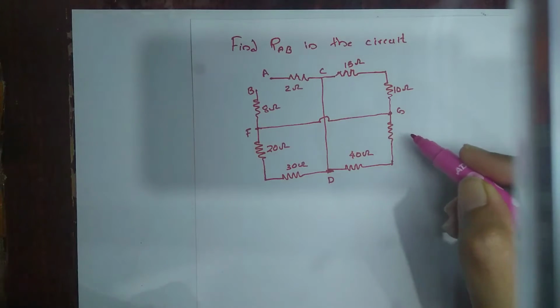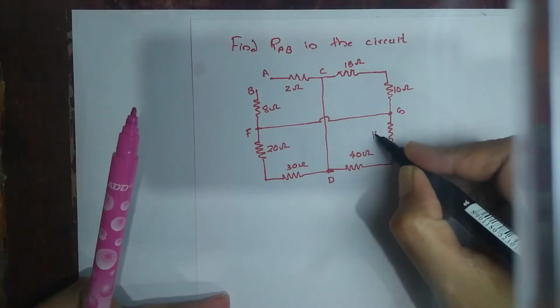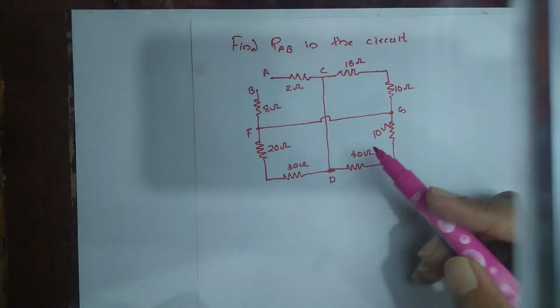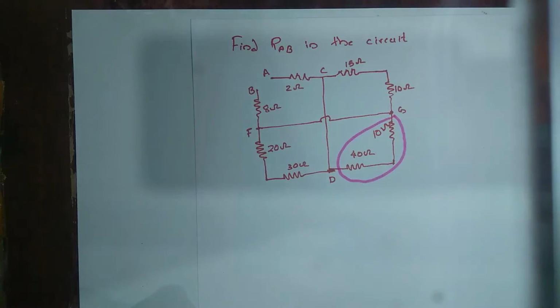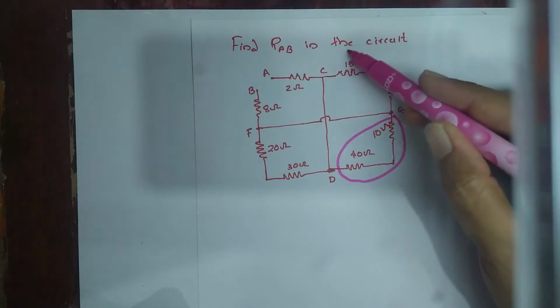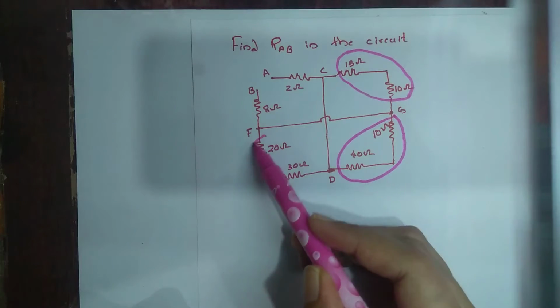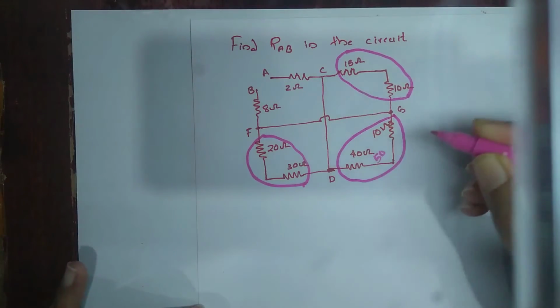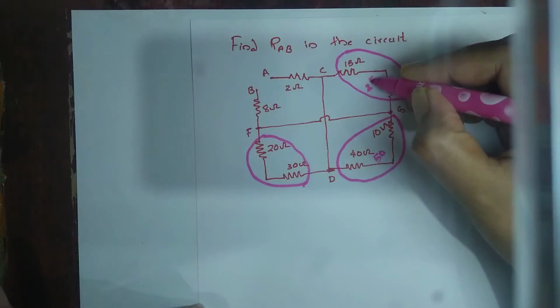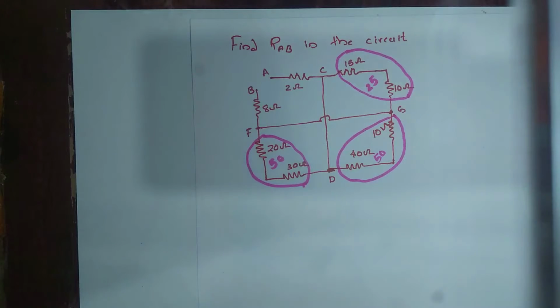See, look here, I don't have a resistance value here, so I am putting 10 ohm. Looking at this corner, this 40 and 10 ohm are in series. Then this 15 and this 10 ohm are in series. Similarly, this 20 and 30 ohm are in series. So how can I rewrite it? This is 50 ohm, this is 25 ohm, and this is 50 ohm, isn't it?